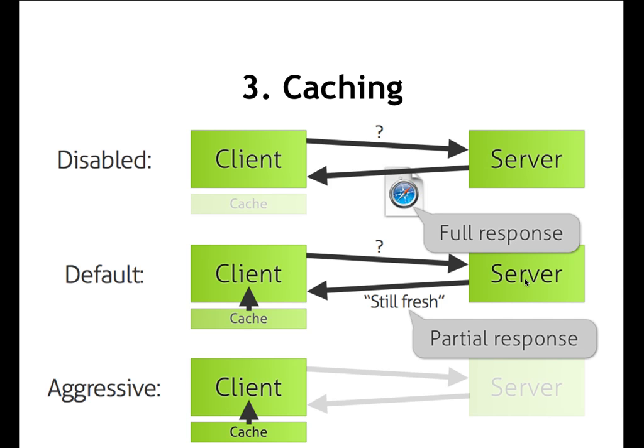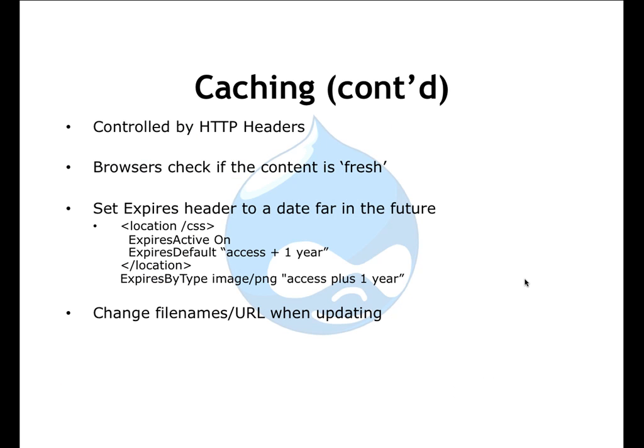And more aggressive forms are, doesn't matter if it's expired or not, just continue serving the cached content that's within my own computer. And typically, it's controlled by the HTTP headers on your server, and that's how the browsers will check if the content is fresh. And what you can do is, as an example, if you have a CSS directory, you can set the expires header for that really far in the future. So in this example, if it's within the CSS directory, I turn on the expires header, and by default, I let it be 1 year after the first time the person accesses that content.